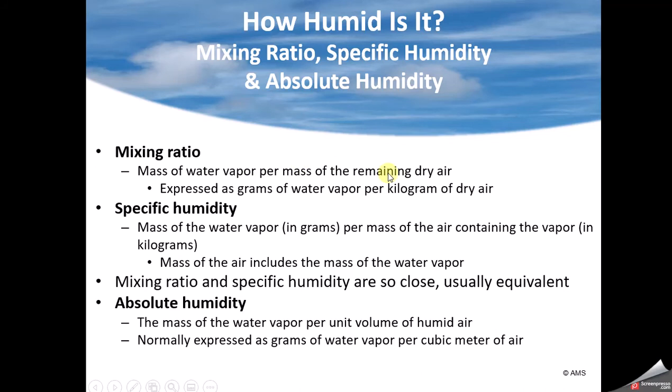Notice that here it differentiates the mass of dry air, while specific humidity is the mass of water vapor per the mass of all the air in it. This includes the mass of water vapor as well. And absolute humidity is the mass of water vapor per unit volume of air.